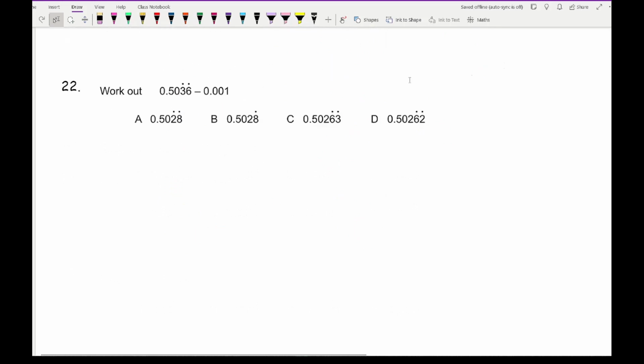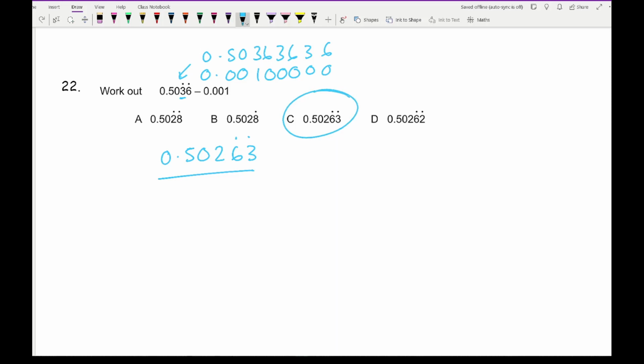Then moving on to question 22. So here we're looking at reoccurring decimals. So it says work out what 0.5036 recurring take away 0.01. Well, for this, all I'm doing is lowering that number by 1. So it's going to be 0.5026 recurring. And then that's going to be a 3, because obviously this number here is 0.5363636. And if I take away 0.0010000, those 3 6s are going to continue. So this is the number that I'm wanting to find, which is option C.